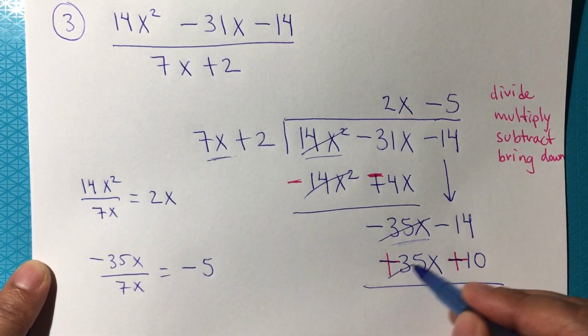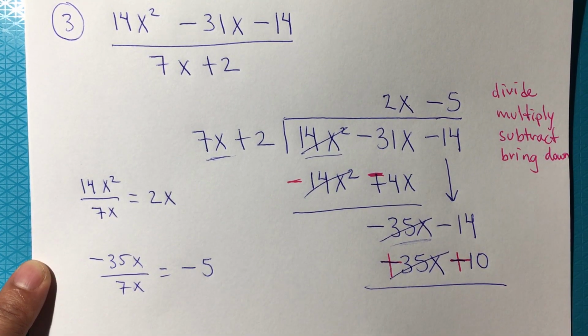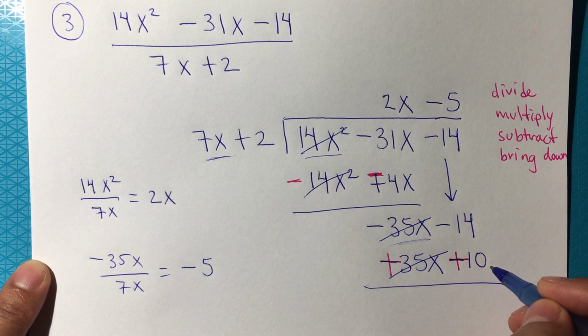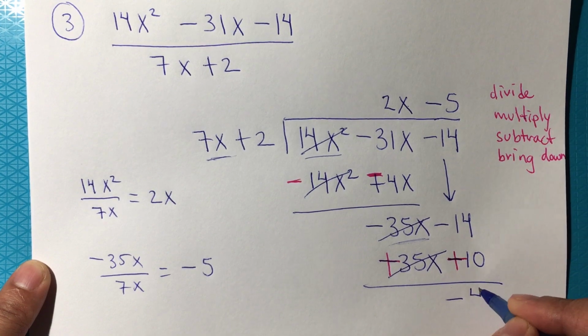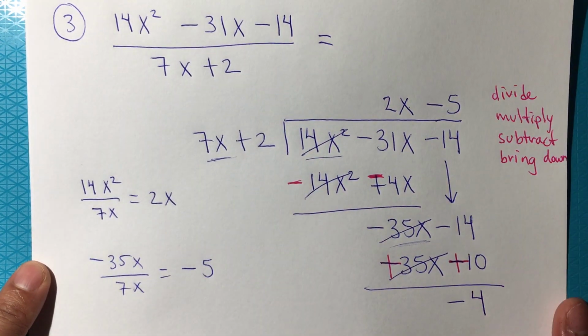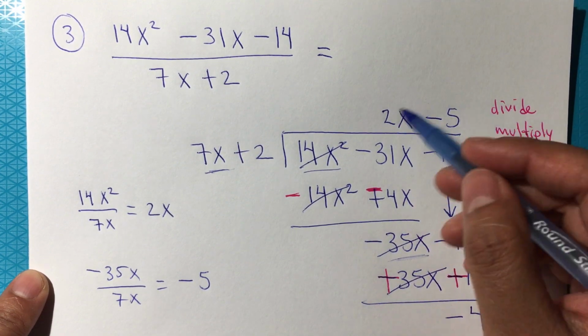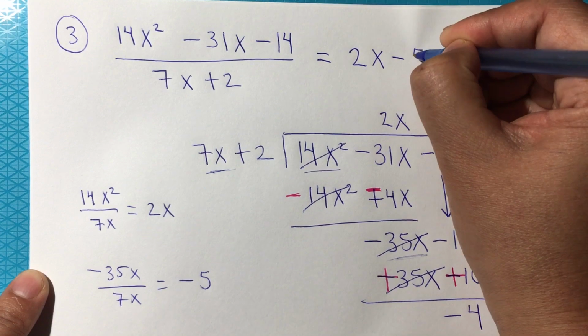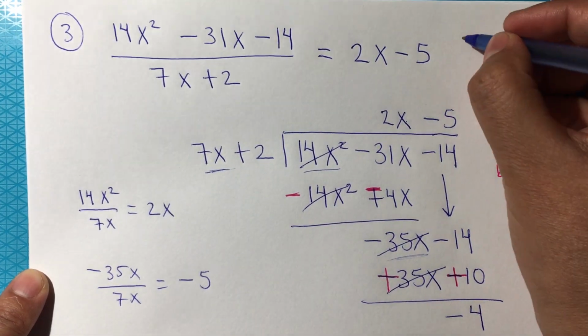Negative 35x and positive 35x both cancel. Now in here I owe 14, but I paid 10. Now I only owe 4. And so the answer will be, let me write it up here. It will be 2x minus 5 with remainder of negative 4.